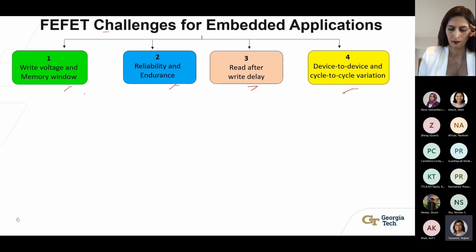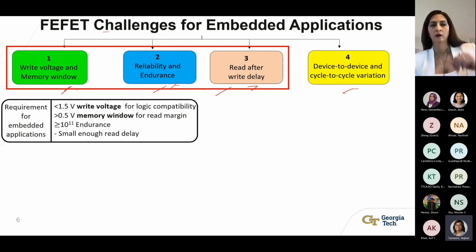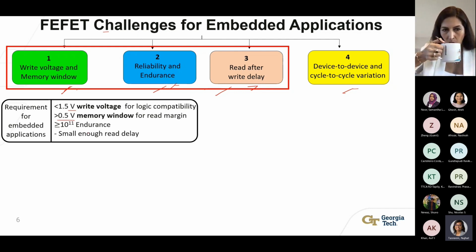So in my PhD, I focused on the first 3 challenges denoted by this red box here. For embedded applications, for logic compatibility, we need a write voltage which is lower than 1.5 volts. And at the same time, to ensure read margin and immunity to noise and variation, we need a memory window which is at least half a volt. Additionally, we require these devices to operate up to at least 10^11 endurance cycles with a small enough read after write delay.